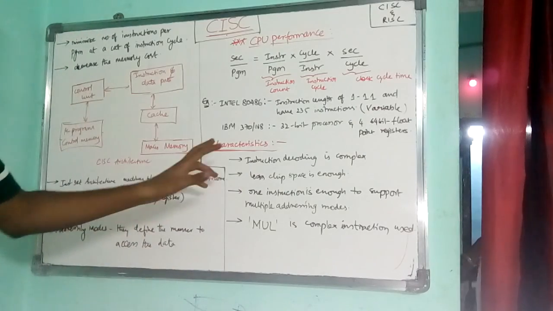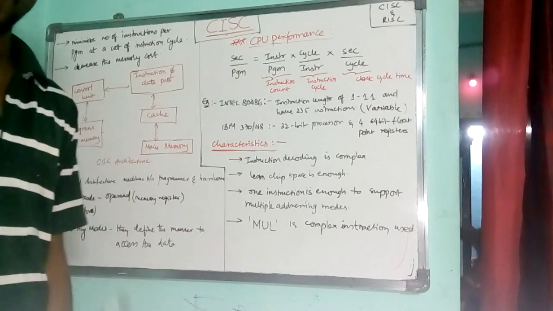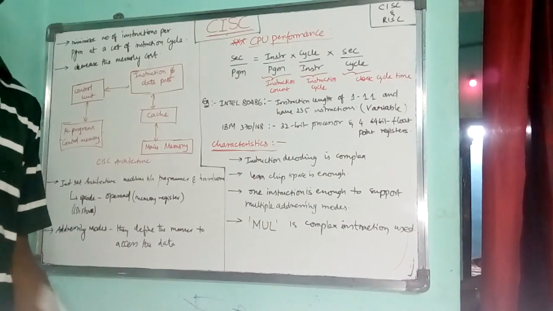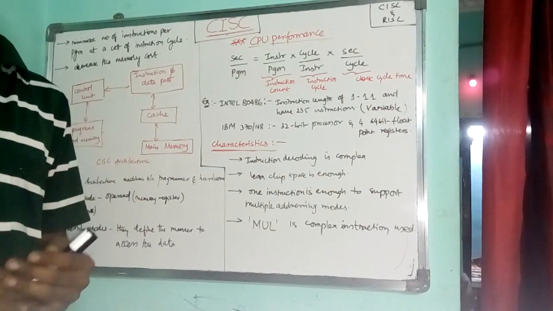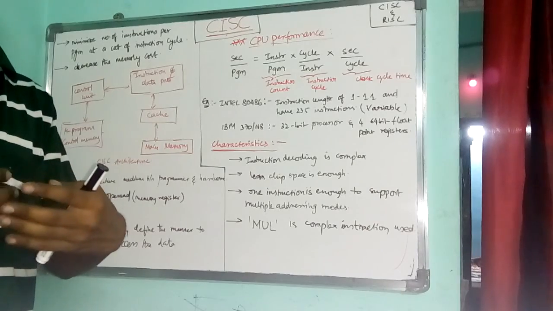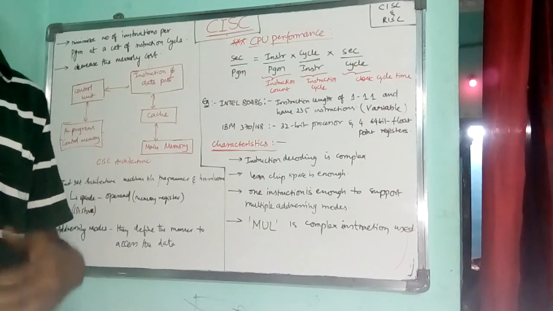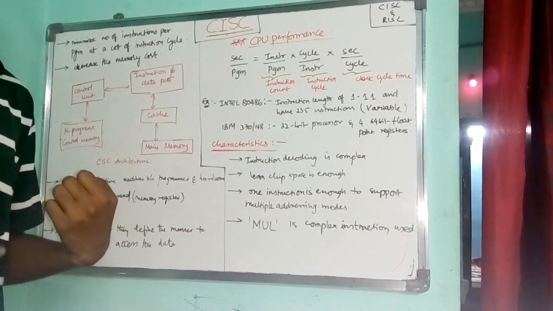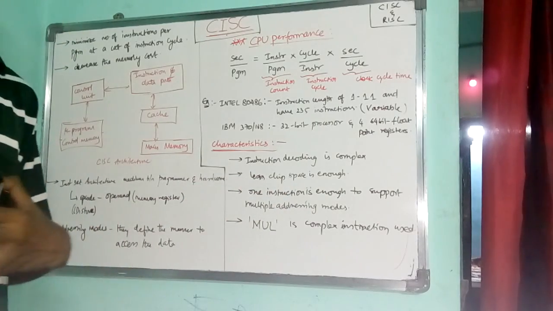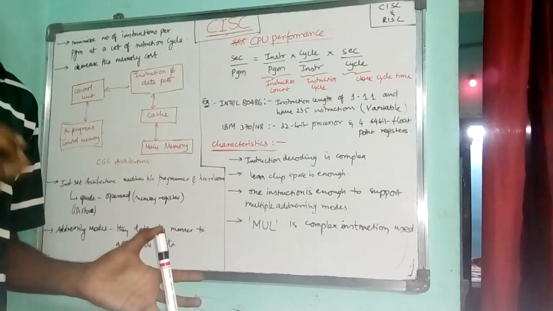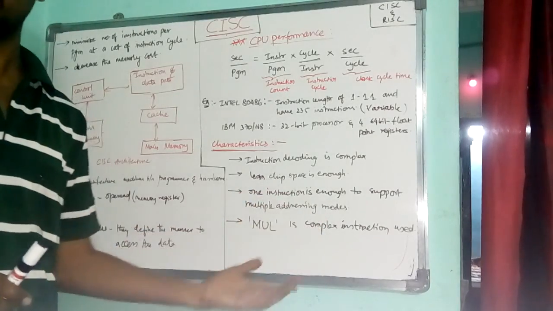Next, the main characteristics of CISC. Instruction decoding is complex. Why is instruction decoding complex? Because under one main instruction I have multiple instructions, so decoding the second or third instruction from the main instruction is a little complex for us. Less chip space is enough because we use memory and register operations, so we don't need much space on the chip.